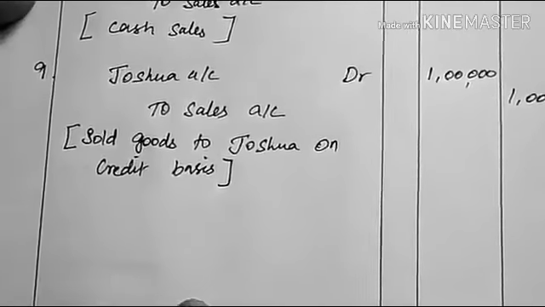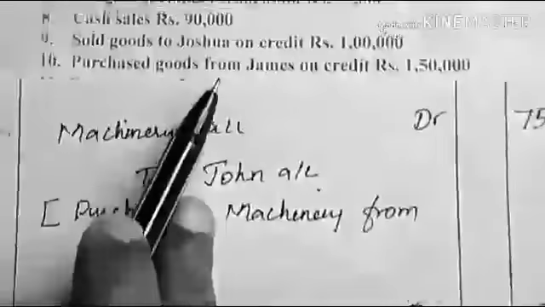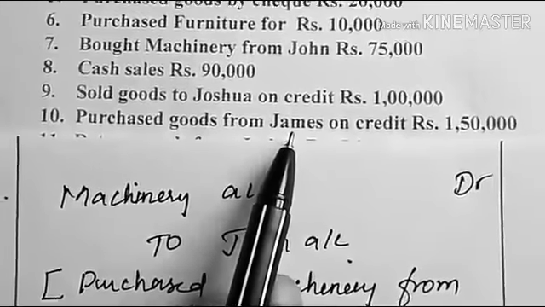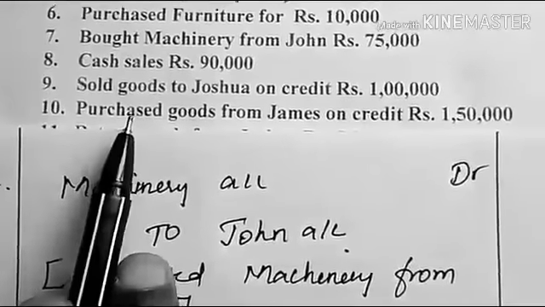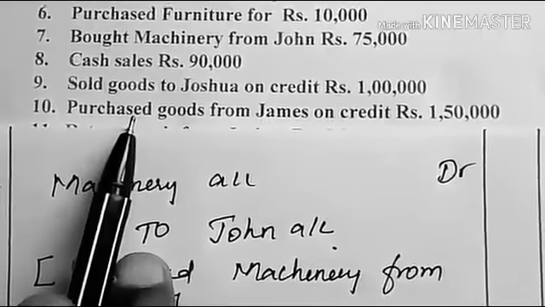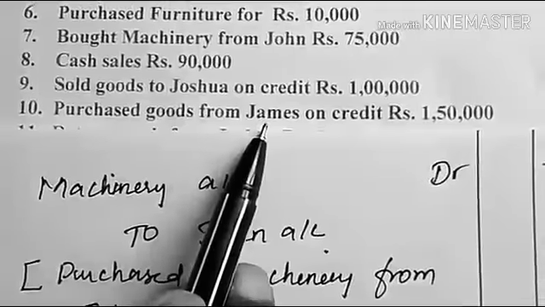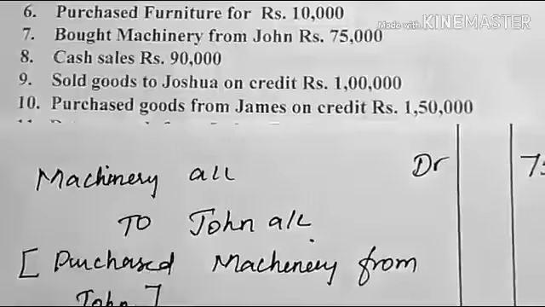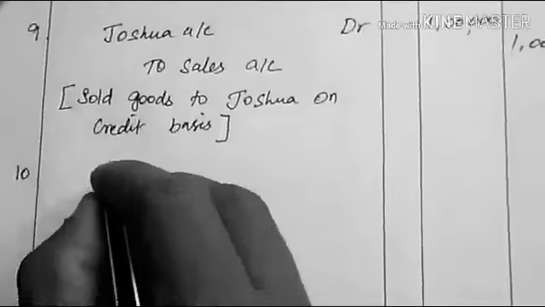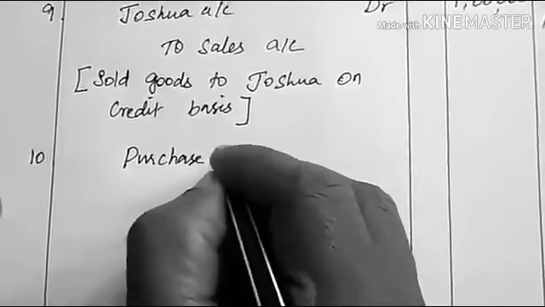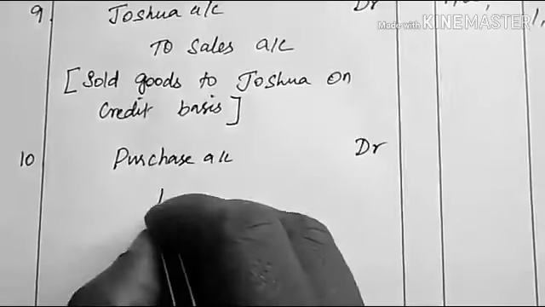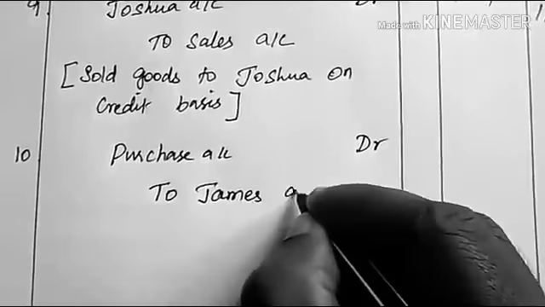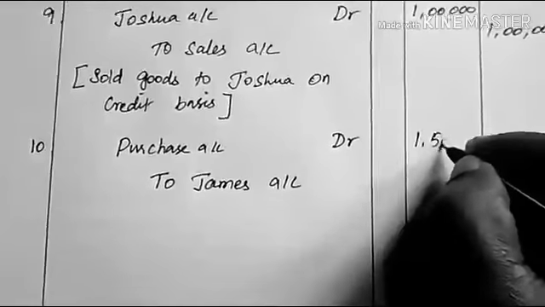Okay, see, look at the next transaction. Purchase goods from James on credit. They have given the name of the person from whom you have purchased the goods. So for cash purchase, what is the entry? Purchase account debit to cash. But this is credit basis. Instead of cash, you have to write the name of the person from whom you have purchased the goods. So, entry for this transaction is purchase account debit to James account. How much? 1,50,000.